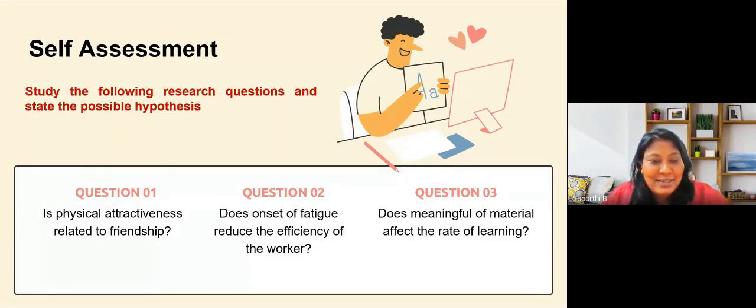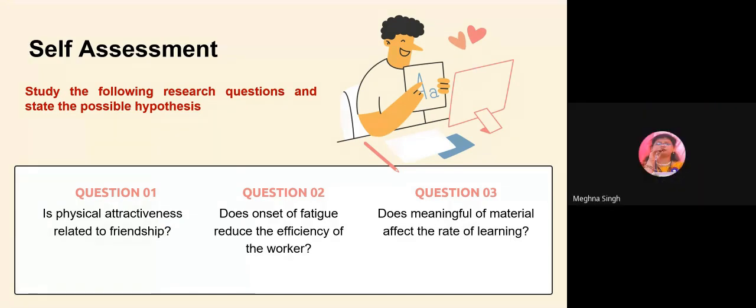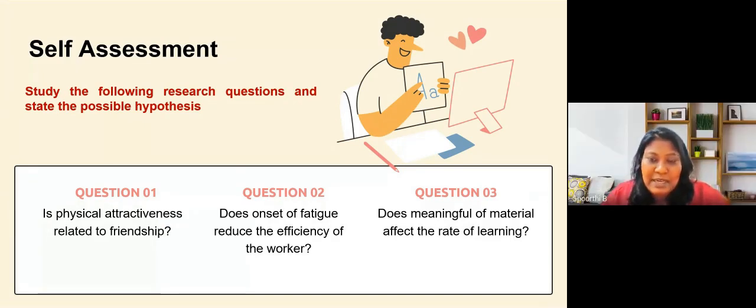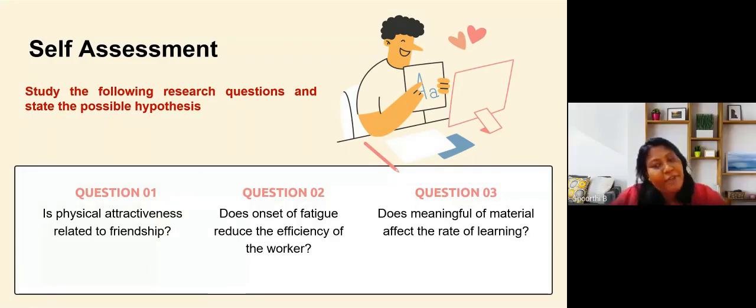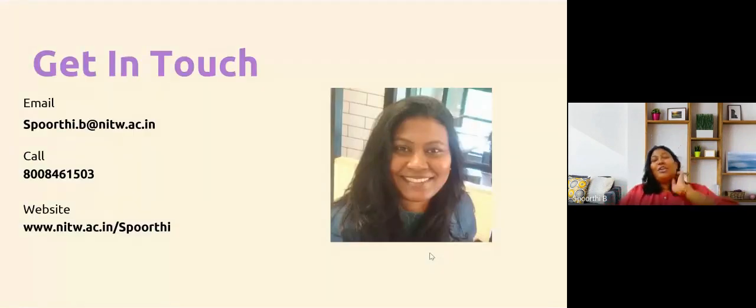Anybody else want to try? Do I take that silence as a yes? Meghna ma'am. The meaningfulness of material has a little impact on the rate of learning. Little or no impact. Fair enough. Depends, right? Insignificant impact, right? Fair. Good job. Okay, thank you very much. All right. So great. That's it.